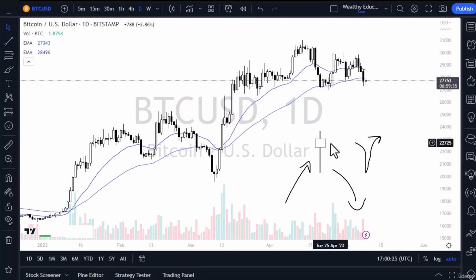So a hanging man is at the top of a move higher and a hammer is at the bottom of a move lower. They are reversal signals. Because of this, a lot of traders will pay close attention to it.